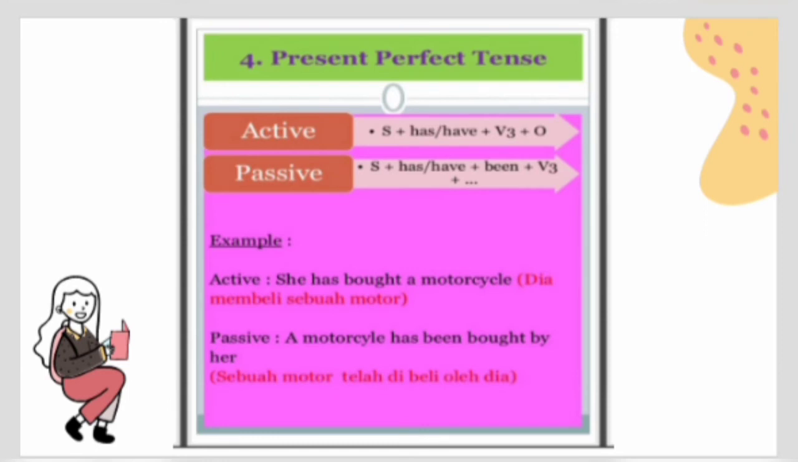The fourth is present perfect tense. Formula for present perfect tense, for active sentence: subject plus has, have plus verb 3 plus object. And passive sentence: subject plus has, have plus been plus verb 3. For example, active sentence: she has bought a motorcycle. And passive sentence: a motorcycle has been bought by her.